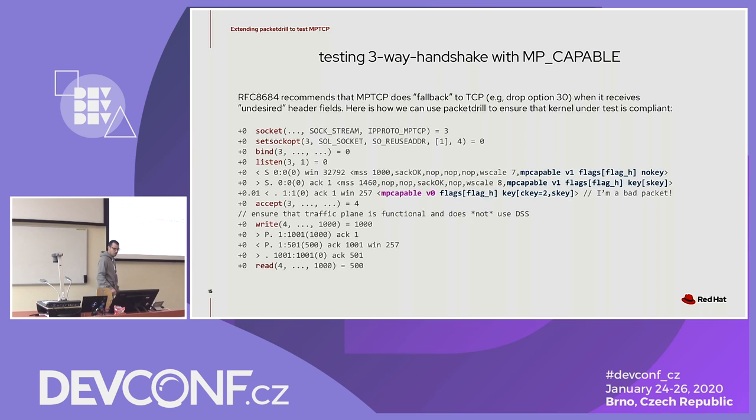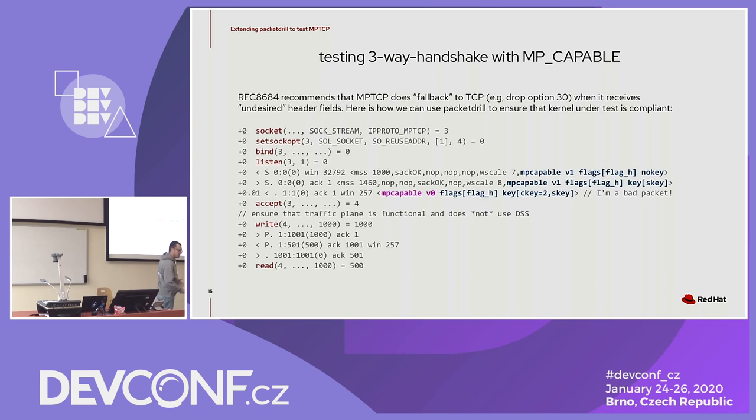And here is something similar to the test you watched before, but it's related to the three-way handshake of an MPTCP socket. As you can see, there is a server on the first four lines, and there is a three-way handshake. But now we can see that we are dissecting and injecting MPTCP option in the MP capable. So also in this case, I have to put a bad packet. And the very first test was to try to inject a packet with the wrong MPTCP version.